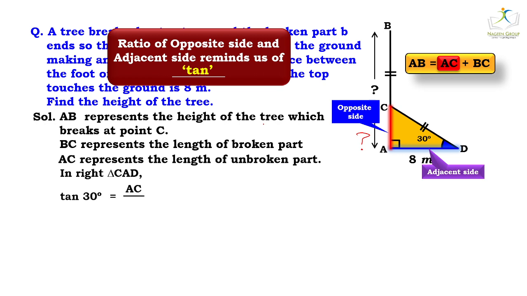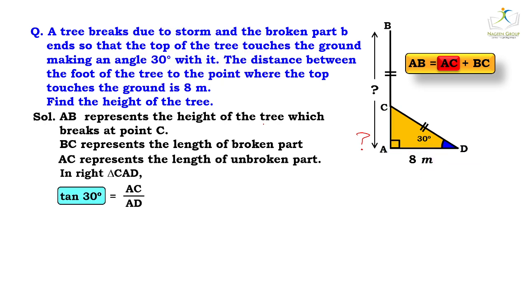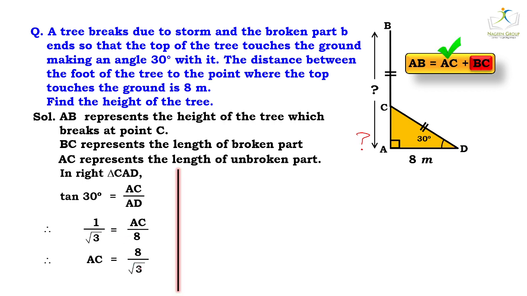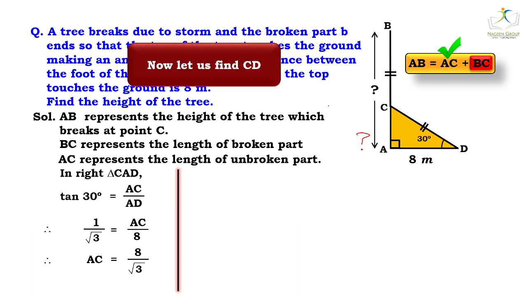Tan 30 degree is equal to AC divided by AD. Here tan 30 value equals 1 by root 3. AC as it is, AD it's 8. Now AC we are finding here, it equals 8 by root 3. Now AB equals AC plus BC. AC तो हमने फाइंड आउट किया, अब किसको फाइंड आउट करेंगे? BC को. We know BC equal to CD. So this portion and this portion. So if you find out the CD, easily you can find out BC also.